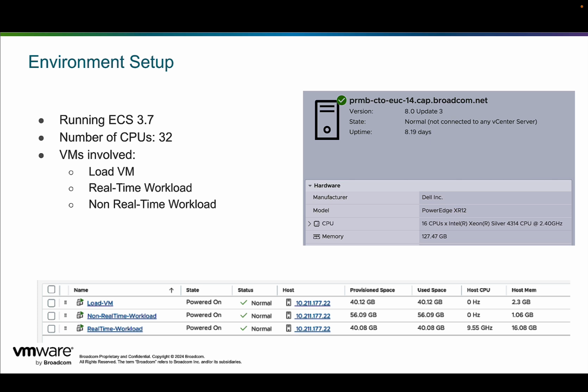The first is a load VM with 16 CPUs used to stress the hardware. The second is a real-time workload VM. And the third is a non-real-time workload VM. The workload VMs are used to test the performance on real-time versus non-real-time applications on ECS.